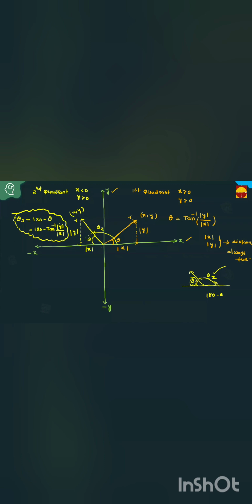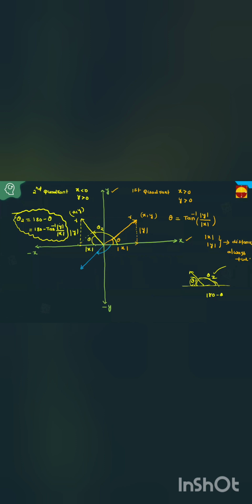Next we have to see one more vector here in the third quadrant. Let us calculate theta 3 in the third quadrant. How to calculate the angles in different quadrants? Let the angle be calculated like this. This is theta 3.